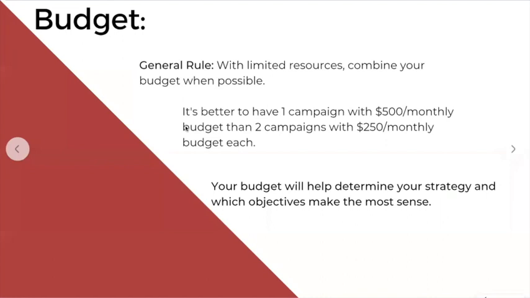So one of the biggest questions that we get, and definitely has a role in how likely your leads are to convert, is your budget. In general, the rule here is combine your budget when possible if you have limited resources. For example, if you have $500 a month that you're using to go to online ads, it's better to have that going towards one campaign than it is to spread that out between 2 or 3 campaigns. Of course, it might be plenty to have $250 going to 2 campaigns, but as a general rule, you're going to get more out of your campaign the more you put into it.